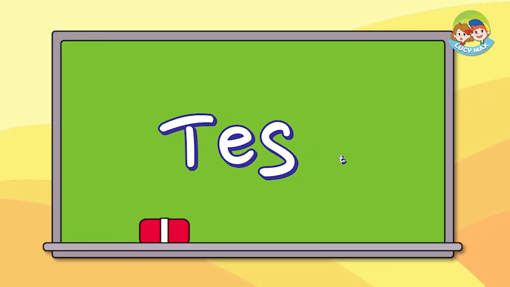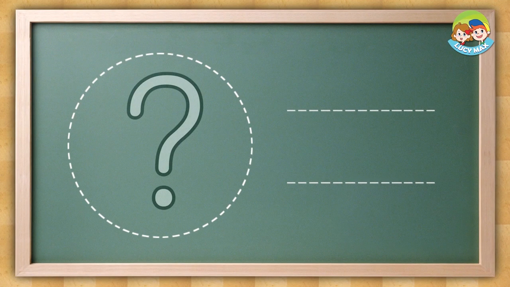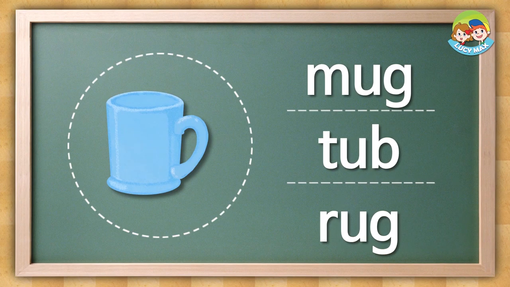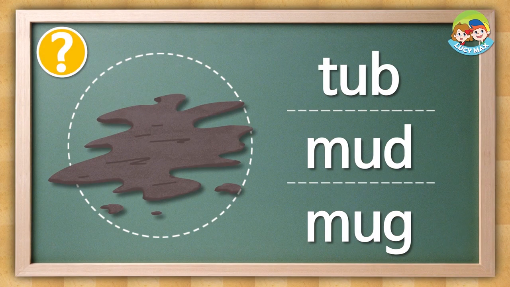It's test time. Look at the picture and listen. And then choose the word. Are you ready? Look at the picture, listen, and choose the word. Mug. The answer is this. Mud. How was the test? Was it easy?